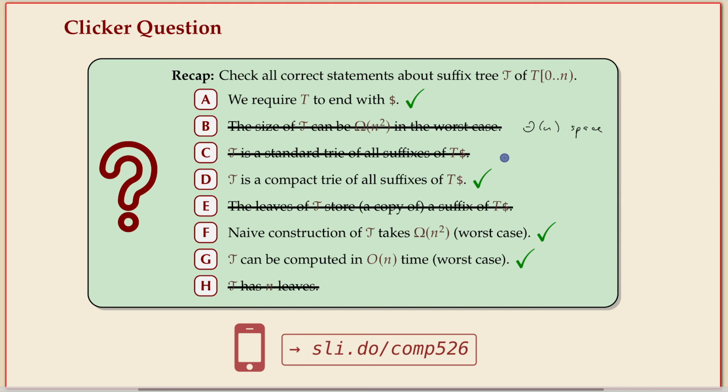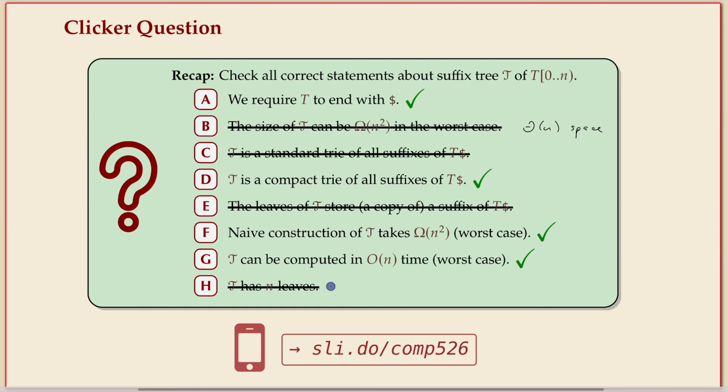Okay. T is a standard trie of all suffixes of t dollar is not correct because the standard trie is wrong, but a compact trie is correct with this little trick, like, use the index in the leaves, not the full string. The leaves store a copy of the entire string. No, we can't do that. That would use too much space. So we just use an index. The naive construction, where you've seen me struggle so much, takes quadratic time in the worst case, but we can do much, much better.